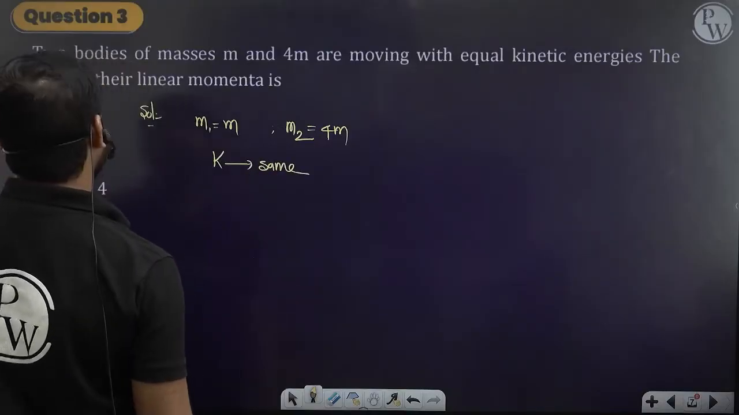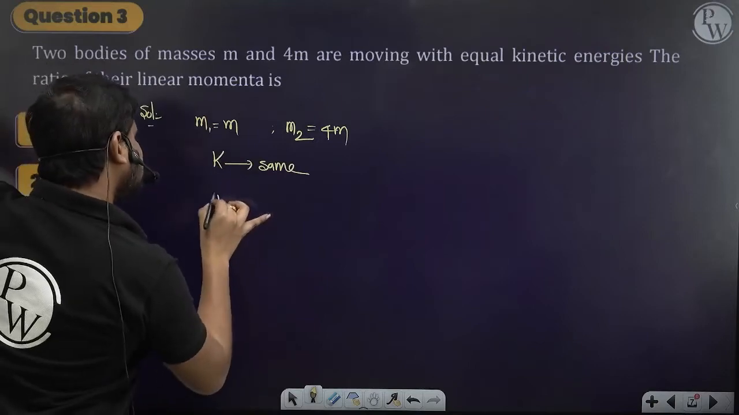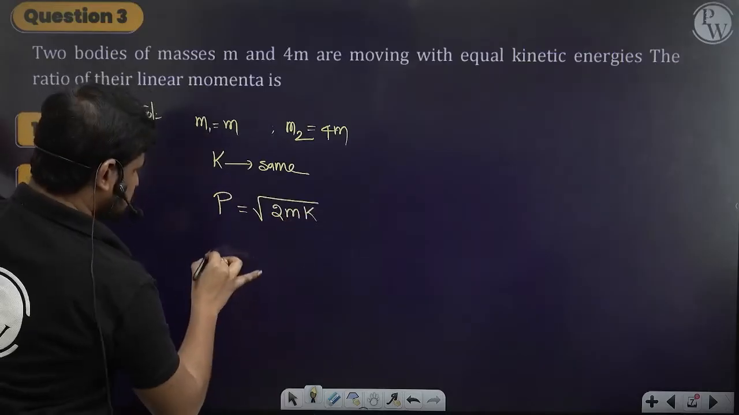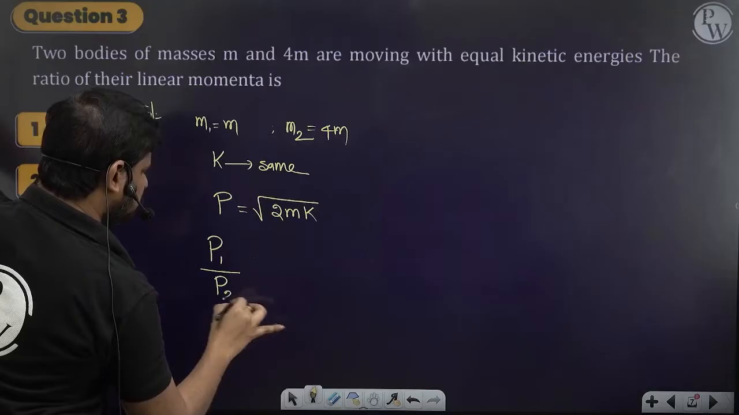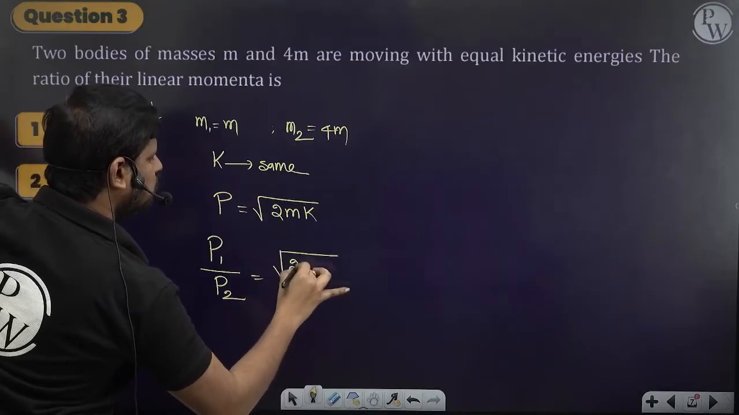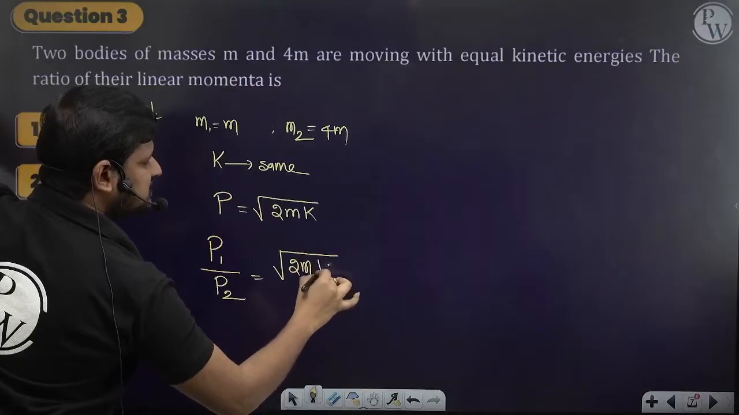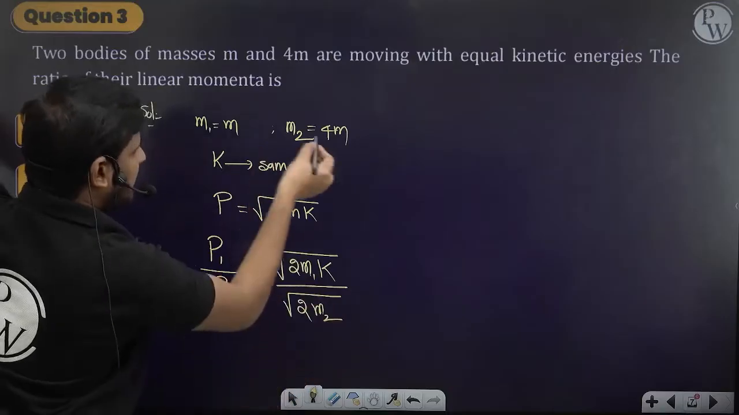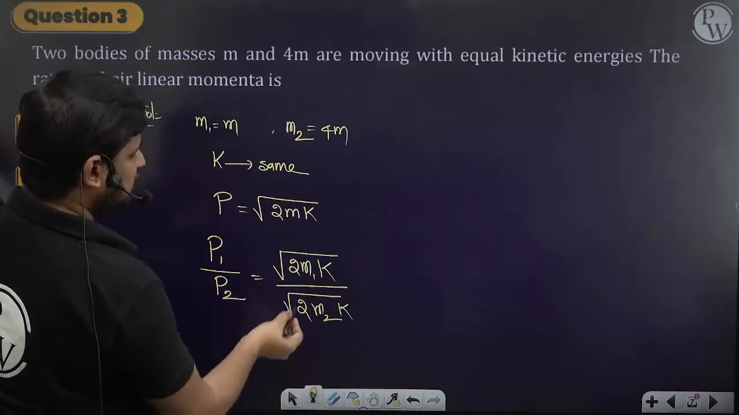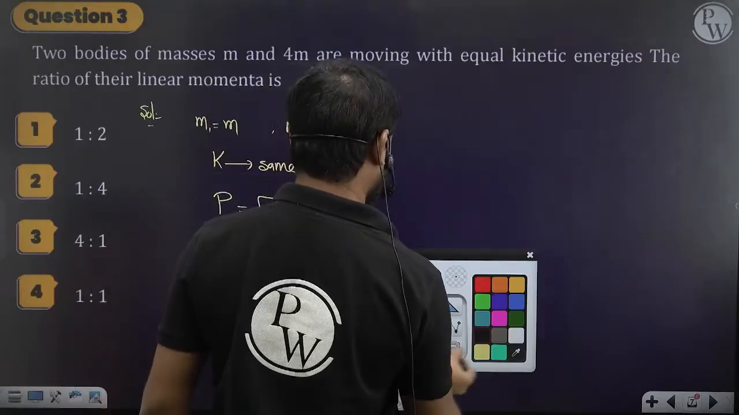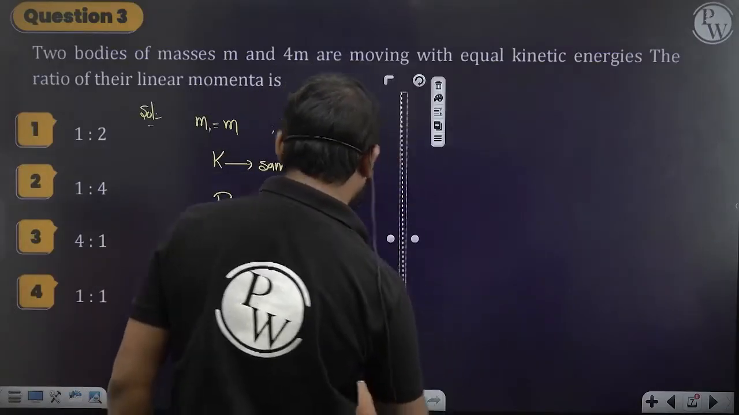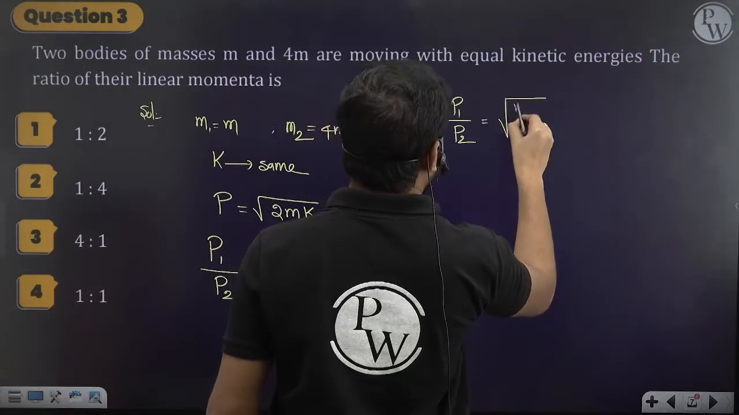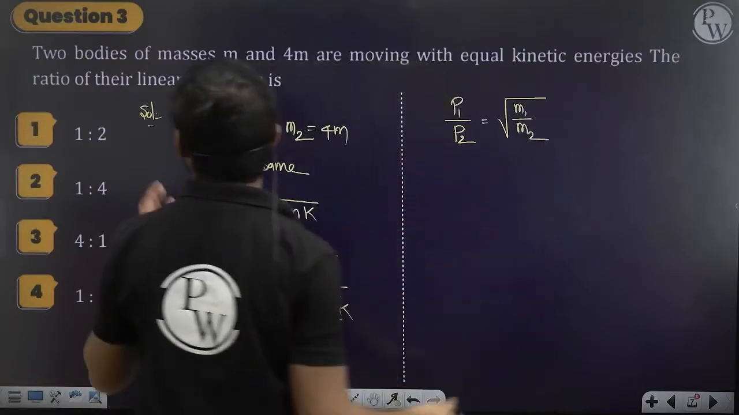So the ratio of their linear momentum. We know that P is equal to root over 2mK. So the ratio of their linear momenta they are asking. So P1 to P2 will be equal to root over 2m1 K, divided by 2 into the mass of the second body m2 into the kinetic energy K. Both have the same kinetic energy. So root 2 cancels, root K cancels. So directly P1 by P2 is equal to root over m1 by m2.